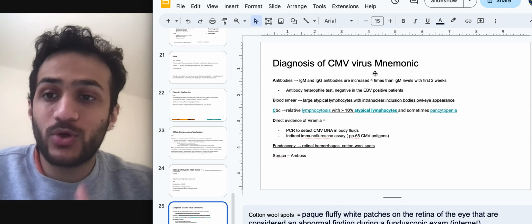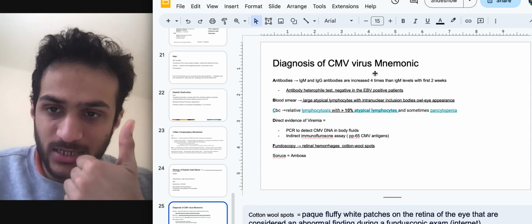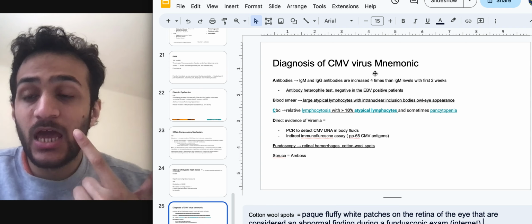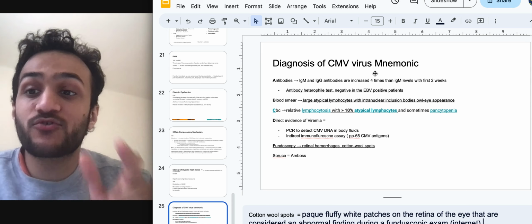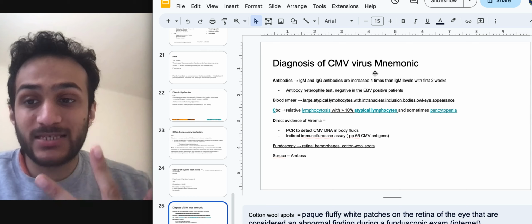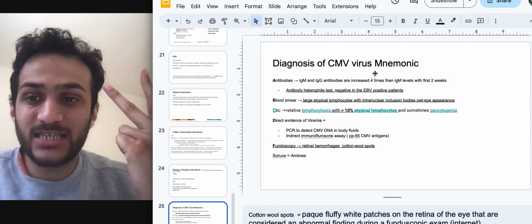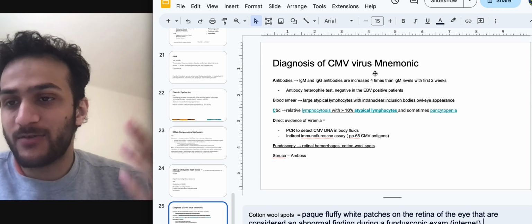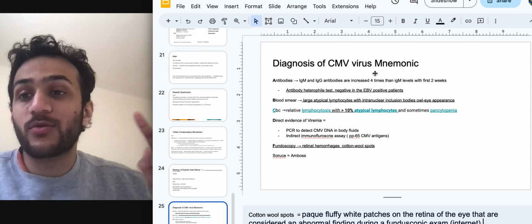Basically, you want to get only the higher yield information. In recap, A is antibody, so the heterophile antibody test is going to be negative over here. The next thing is B as in blood smear, which is going to show atypical lymphocytes plus internuclear inclusion bodies, owl eye appearance. C, blood cells: lymphocytes will be elevated, an atypical lymphocytosis. The next thing is D, which is not high yield, so I'm not mentioning it. E, just think of it like exams. F as in fundoscopy, so cotton wool spots or retinal hemorrhages.